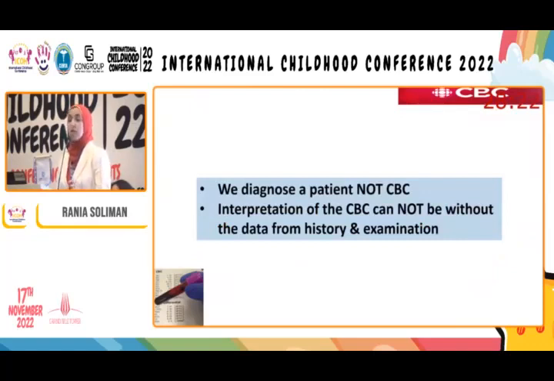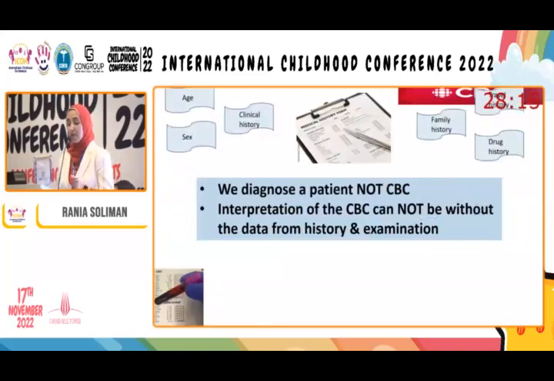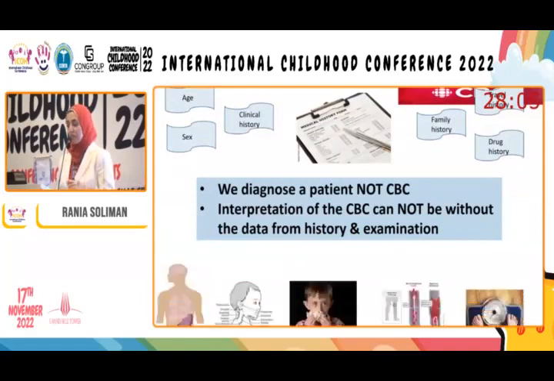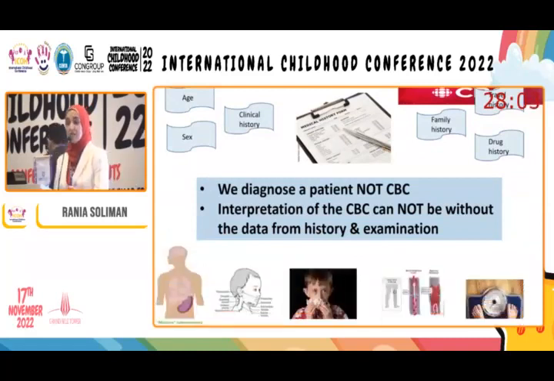So interpretation of the CBC cannot be without the data from history: full history, age, sex, clinical history, family history, travel history, drug history. Every single word in the history is of extreme importance. And then the physical examination.